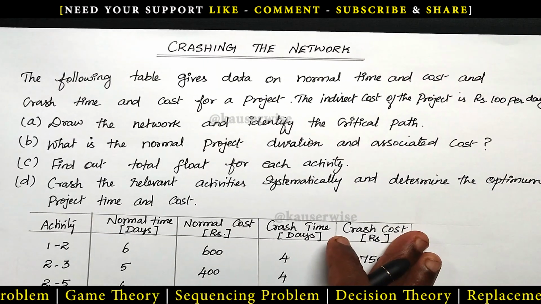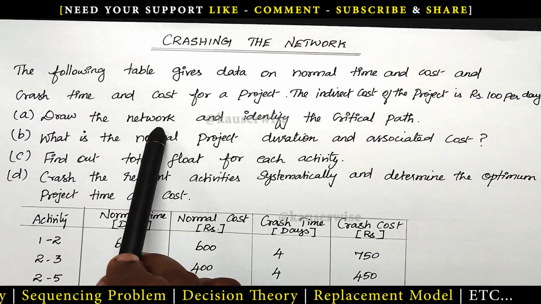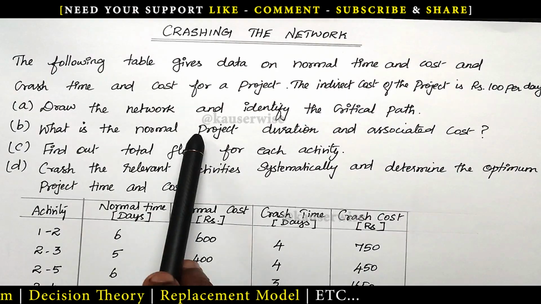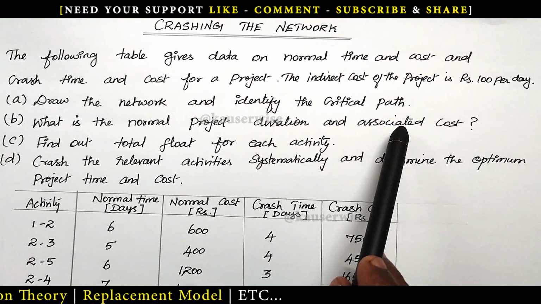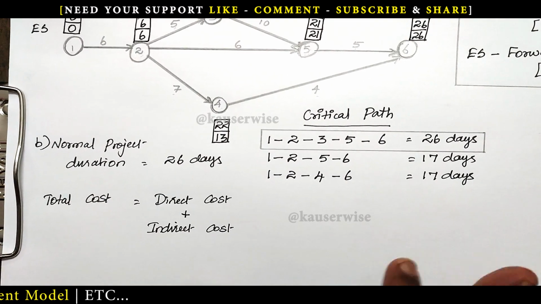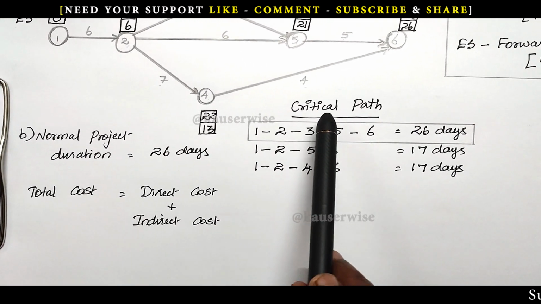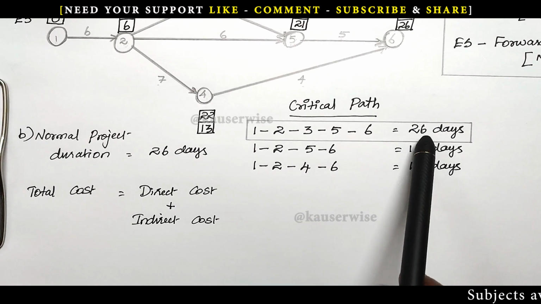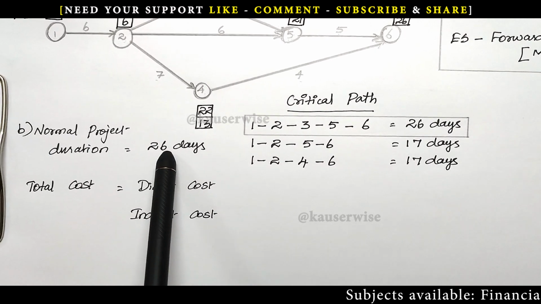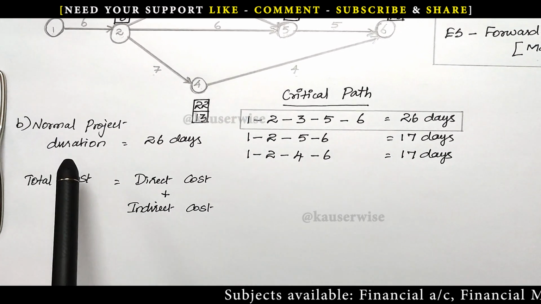We have done the first part. That is, we have drawn the network and identified the critical path. What is the second one? What is the normal project duration and associated cost? Now let's see the calculation. The next one is normal project duration. What is the critical path duration? 26 days. So that is the normal project completion time. And the second one is the associated cost for the normal project completion time.